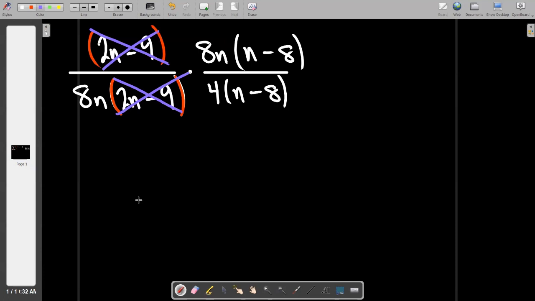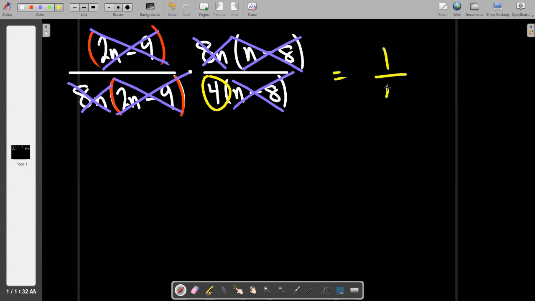What else do you see? 8N. Yeah, this entire 8N, because 8 and N are factors, they're multiplied, can kill this entire 8N. What else do you see? The N minus 8 and the N minus 8. And I'll tell you what, the only man left standing is 4. Perfect, Brooklyn. So the answer is 1/4. And remember, the 1 doesn't show up necessarily anywhere. We put it there, though, because we know that a fraction can't be a fraction if it's empty over 4. That's just creepy, right?